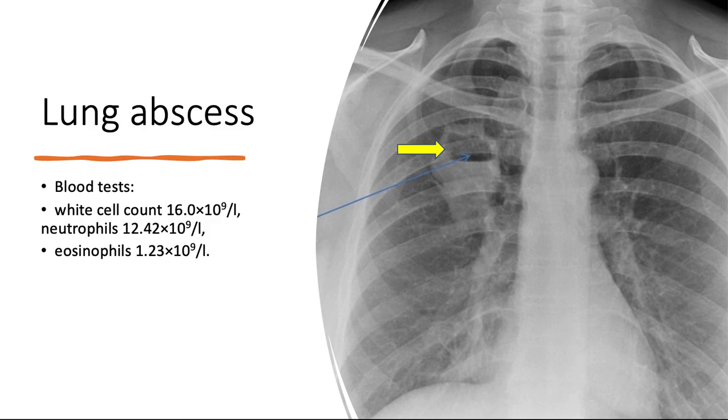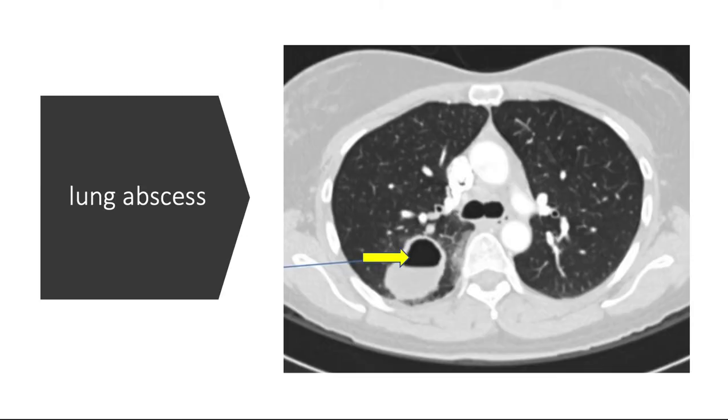The chest X-ray revealed that the cavitating mass in the right upper lobe had increased in size. The computed tomography of the chest showed the right upper lobe cavitating lesion with an air fluid level shown by an arrow and a moderate right pleural effusion, suggesting a rupture of the abscess into the pleural cavity.